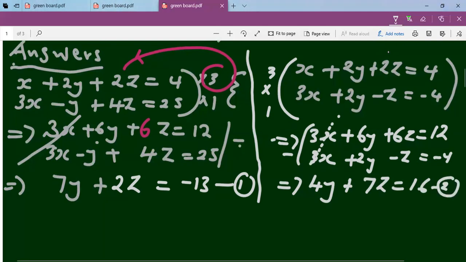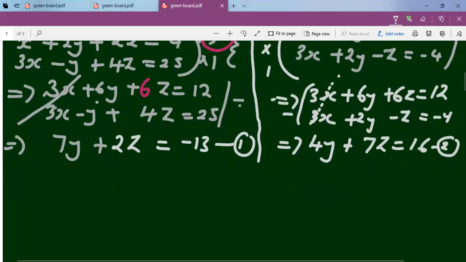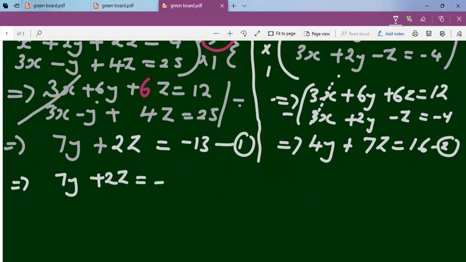So we are going to now solve these two equations by elimination. So I've got 7y plus 2z is equal to negative 13, then 4y plus 7z is equal to 16. So we can decide to eliminate y, so meaning that here you multiply by 4 and here you multiply by 7.